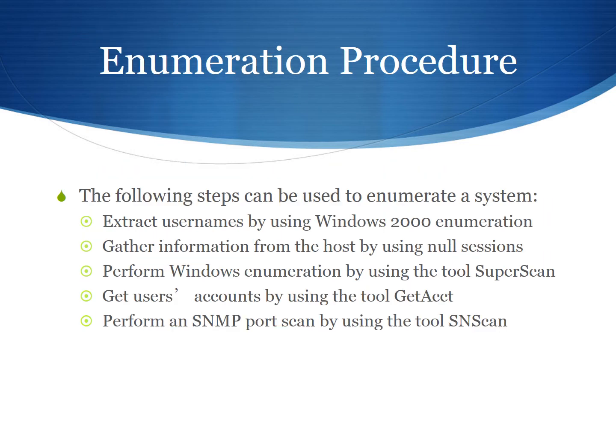Enumeration procedure. To enumerate a system, an attacker would first extract usernames by using Windows 2000 enumeration and then gather information from the host by using null sessions. Windows enumeration is performed by the tool SuperScan. An attacker can also get users' accounts by using the tool GetAcct, as well as perform an SNMP port scan by using the tool SNScan.